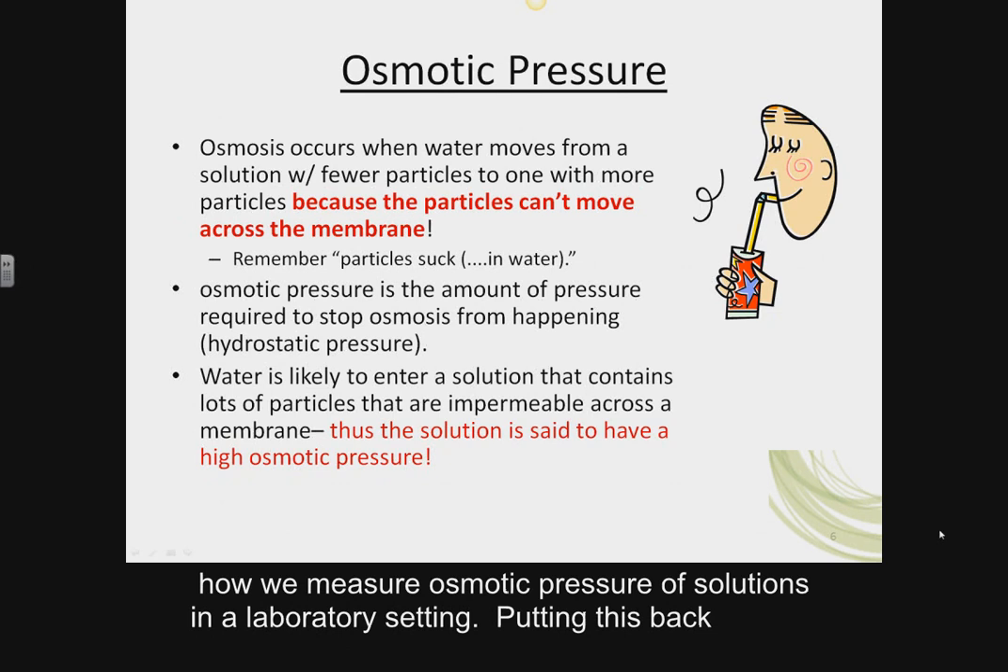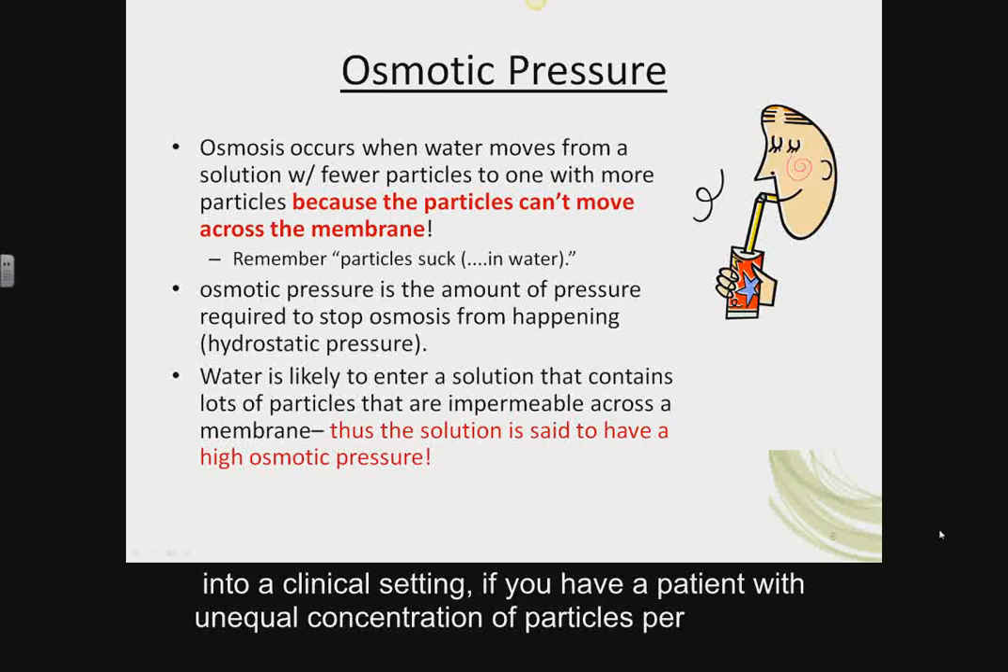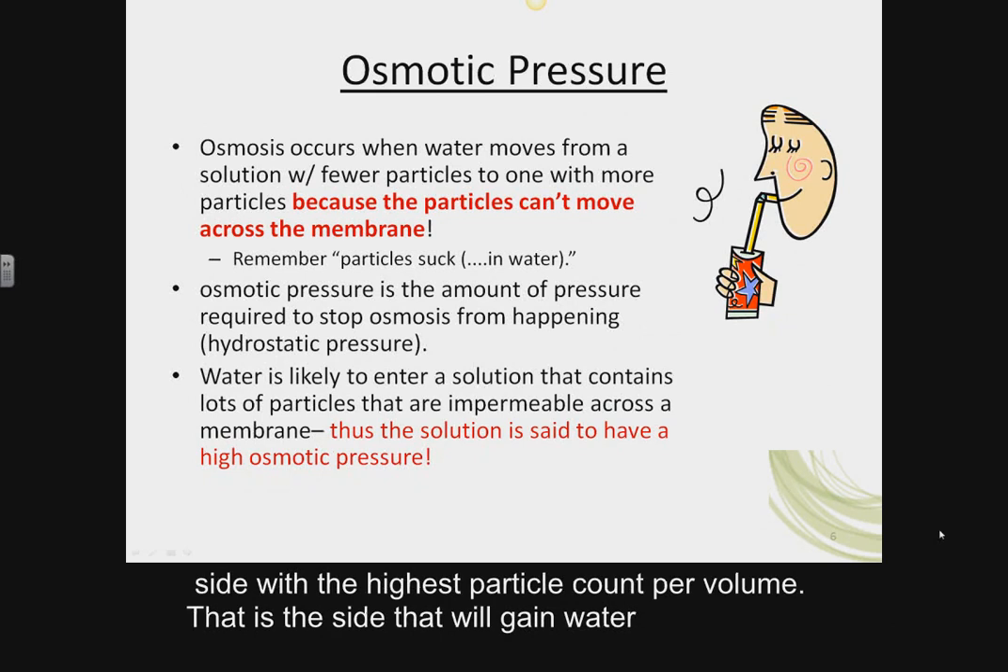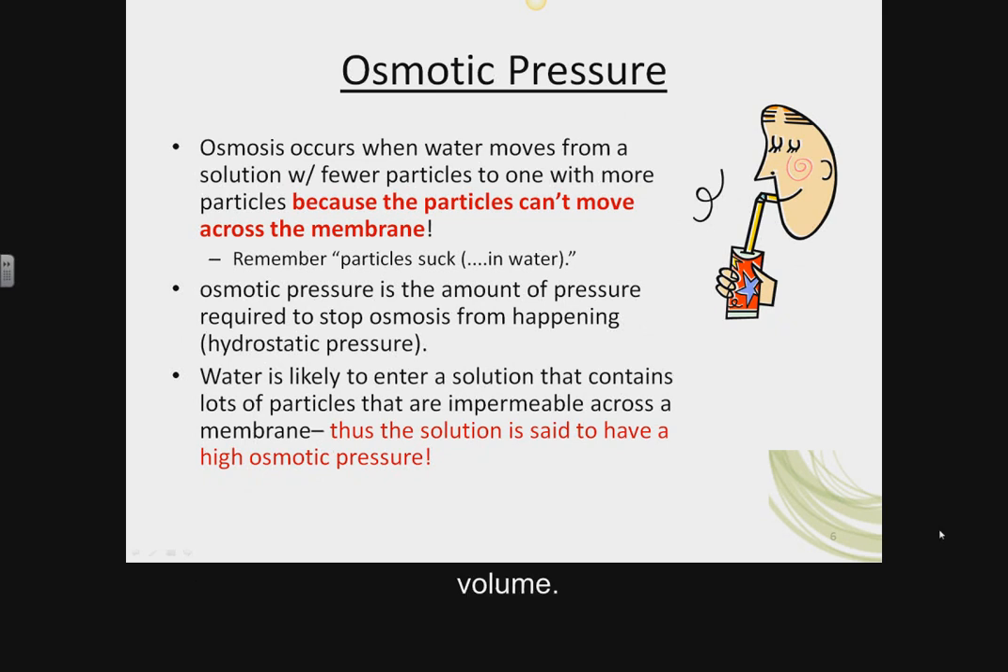Putting this back into a clinical setting, if you have a patient with unequal concentration of particles per unit volume, these particles are mostly impermeant in the human body. Water will move to the side with the highest particle count per volume. That is, the side that will gain the water volume. We will see this in 6 examples of water contraction and expansion.